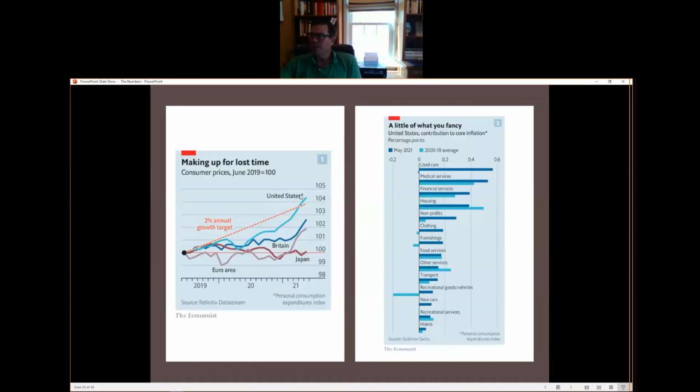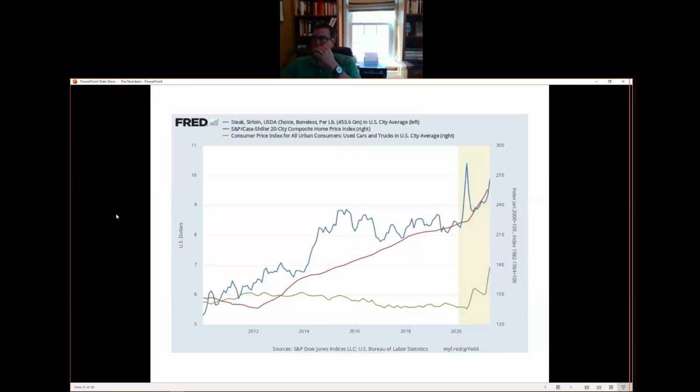So it's not only the U.S. Other countries have also, not so much Japan, but other countries have seen some inflation again because they've been opening up. And on the right-hand side, the Economist magazine chart shows a lot of the inflation has been in things that are service-related as the economy opens. Housing, used cars, medical services. We want to get things done now that we delayed, that kind of thing.